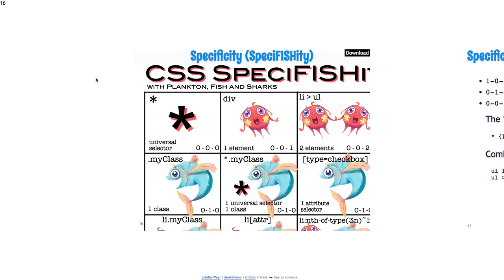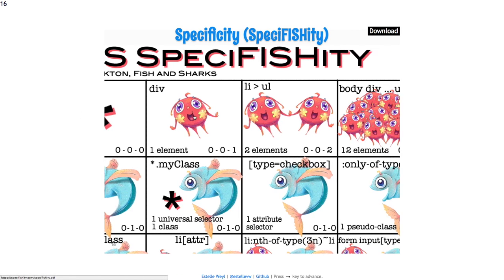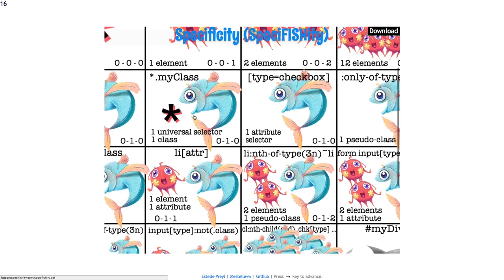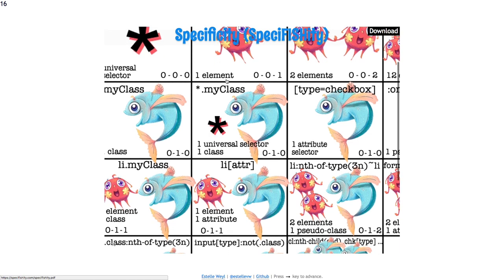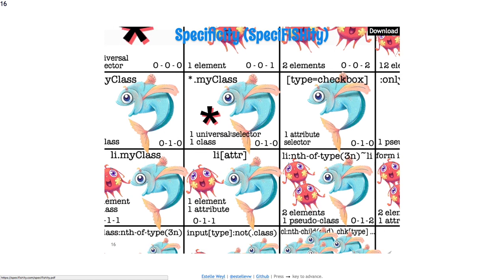So let me introduce you briefly to specificity. I created this sheet called Specificity, and it is actually at specificity.com, so you can just go there and download it. What it explains is how the weight of a selector increases specificity. So we have the global selector, which is the asterisk. We have plankton, which are element selectors and pseudo-elements. We have fish, which are pseudo-classes and attribute selectors and nth-of-types, or anything with the colon in front of it, or anything in the brackets.